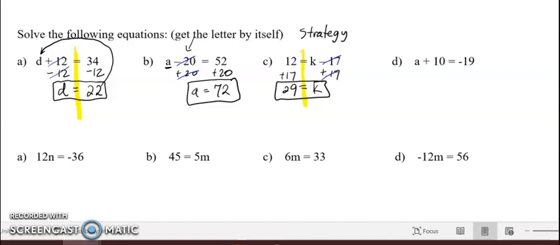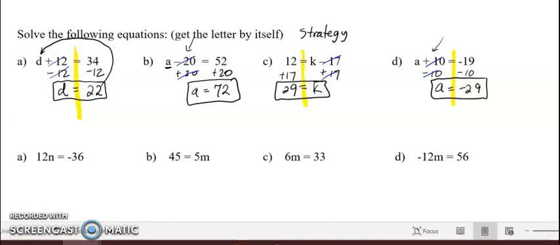And then the last question, same routine. I want to get rid of the plus 10 by subtracting 10. Whatever you do to one side, you're going to do to the other side. So in this case, I'm going to be subtracting the 10 from the negative 19. Ooh, wrong color. Let's go with the black ink. Negative 10. And on the left side, those two 10s are going to cancel out. All you're going to be left with is the a. And on the right side, negative 19 minus 10 is going to be negative 29.